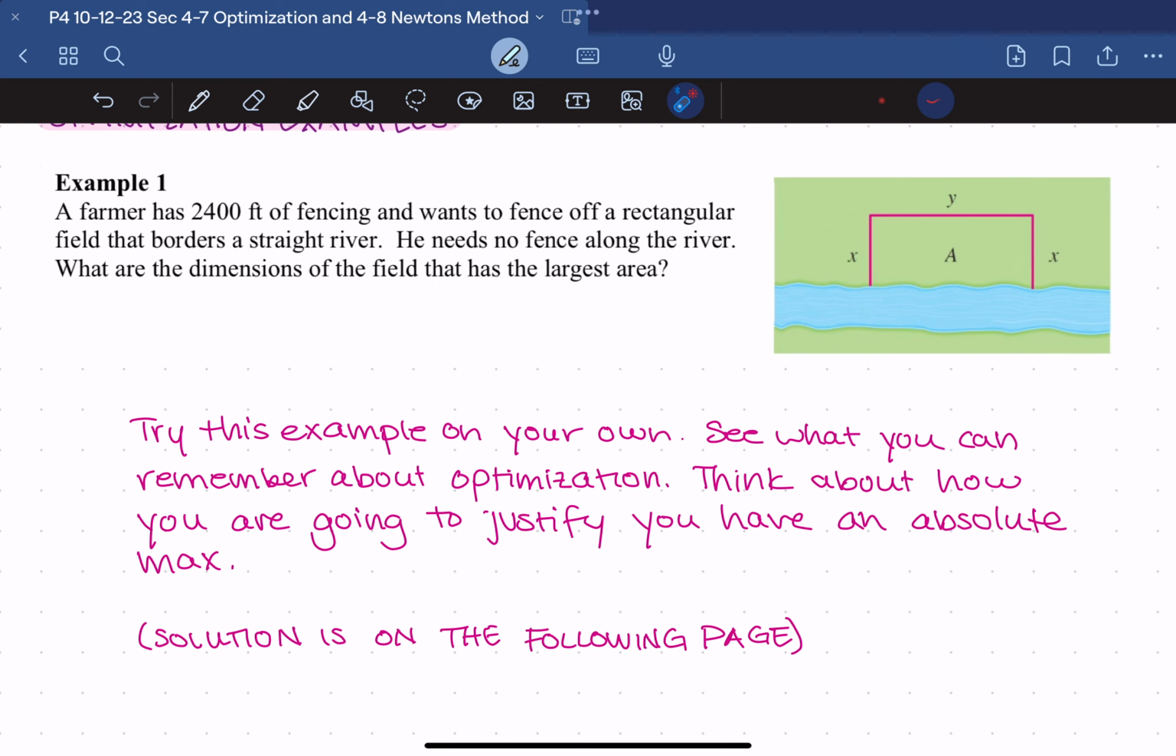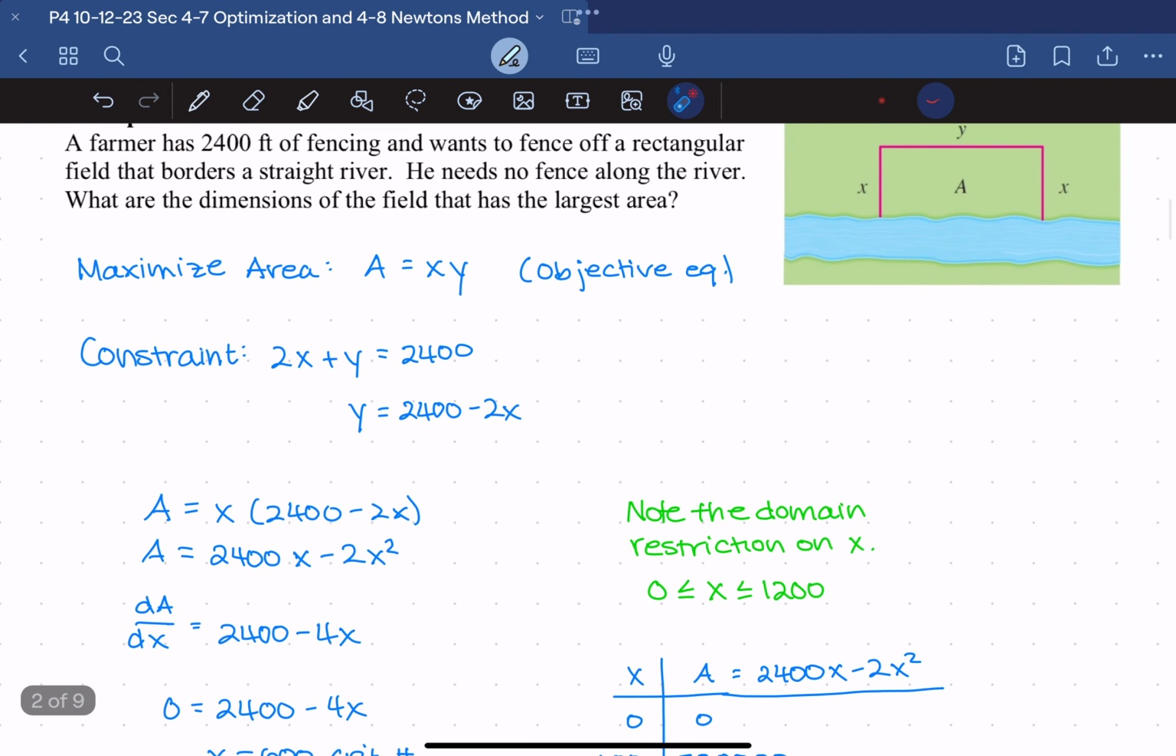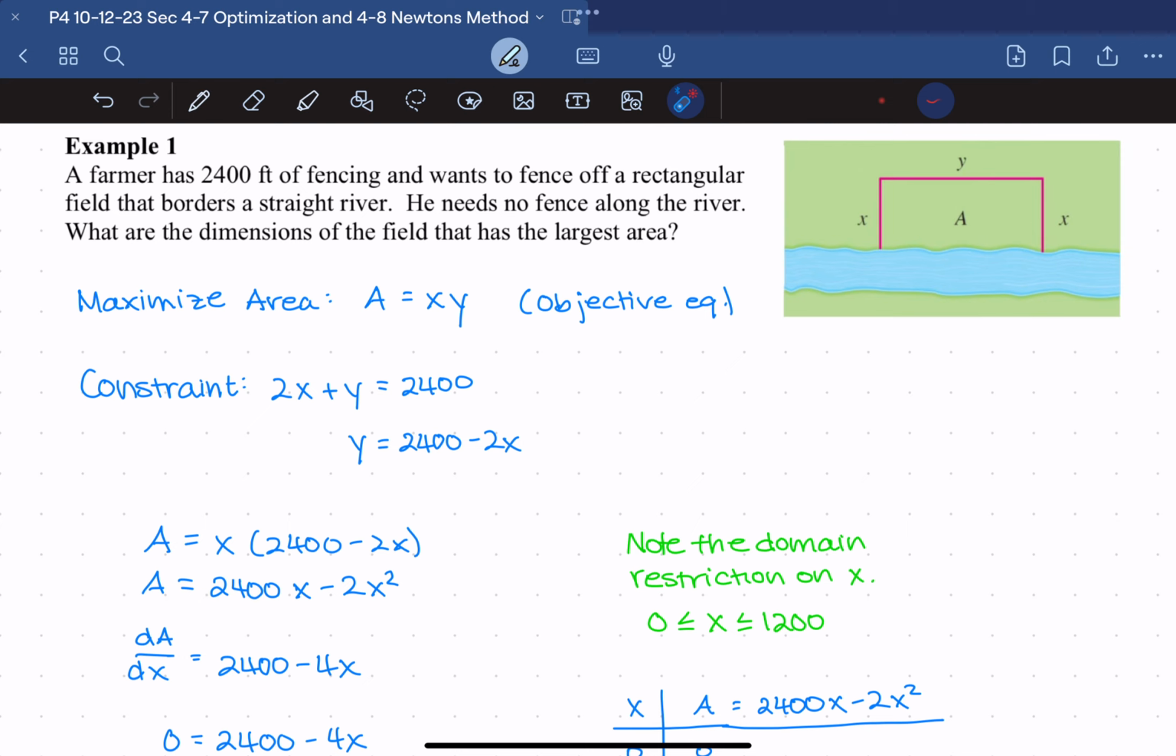Otherwise, I'm going to go ahead and explain it. So, the farmer has 2,400 feet of fencing. So, this red part is going to be 2,400 feet. And he wants the largest area. So we know area is x times y. This is called our objective equation because our objective is to maximize this. The constraint is the 2,400 feet of fencing, so we know that 2x plus y has to be 2,400, and we can easily solve that for y.